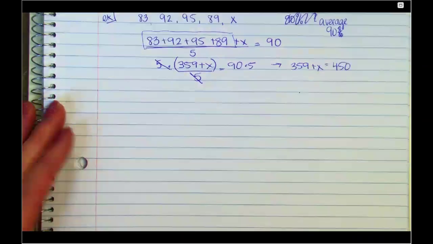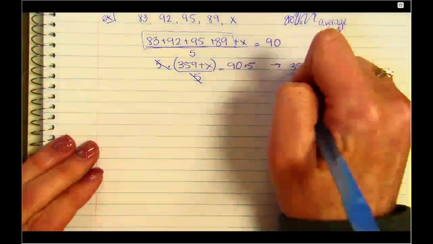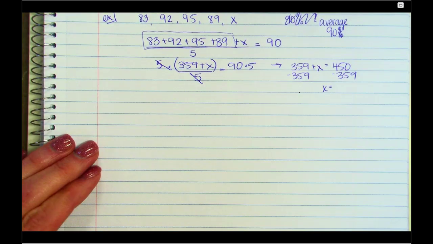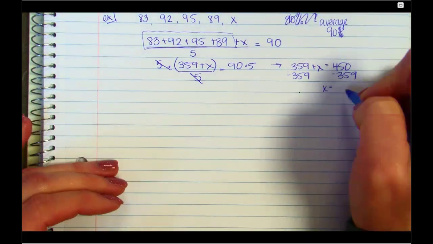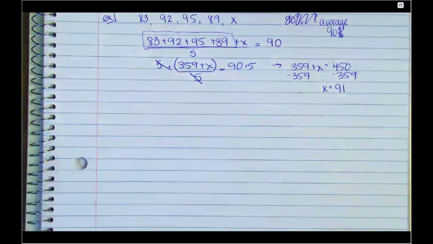Now it's a one-step equation. How do you solve that? Now you can minus your 359. Okay, what does that equal? 91. So there's the answer to the question. If you want that A minus average, if you want your average to be 90, you got to get a 91 on the test.